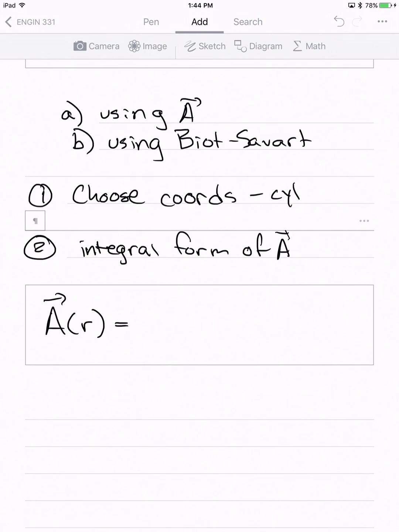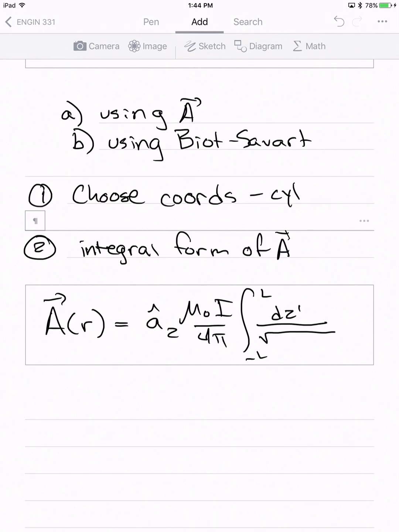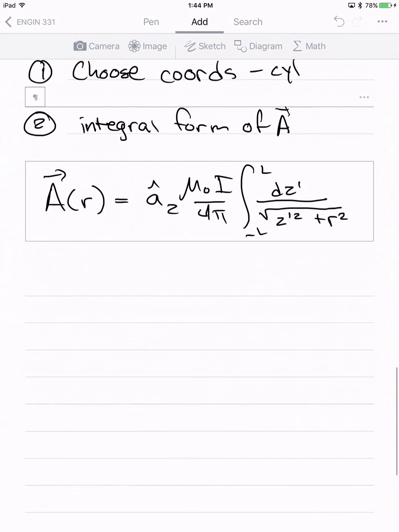Now that is equal to A hat z mu naught I over 4 pi integral from minus L to L dz prime. Remember, these primed coordinates range all over our source distribution, and in this case, the source distribution is on the z-axis from minus L to L. Square root of z prime squared plus little r squared, where z prime squared plus little r squared is equal to my big R.